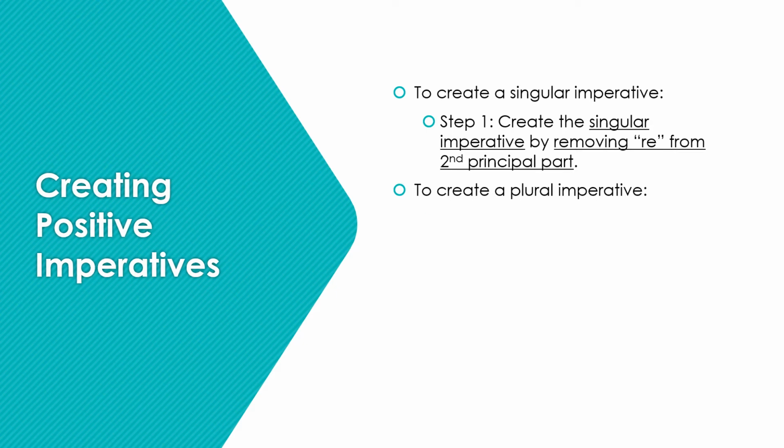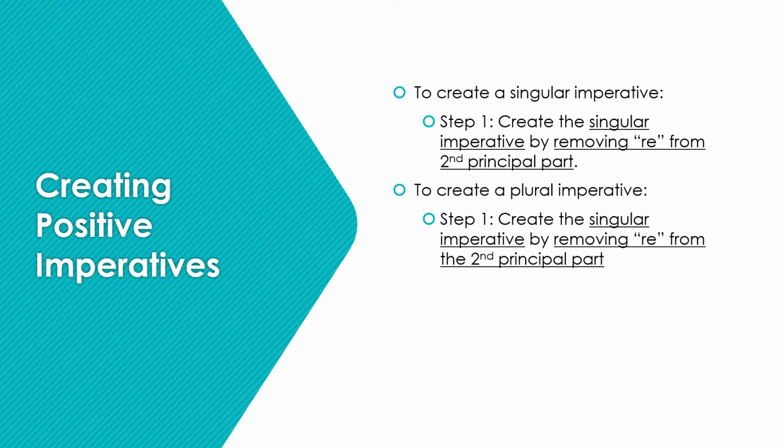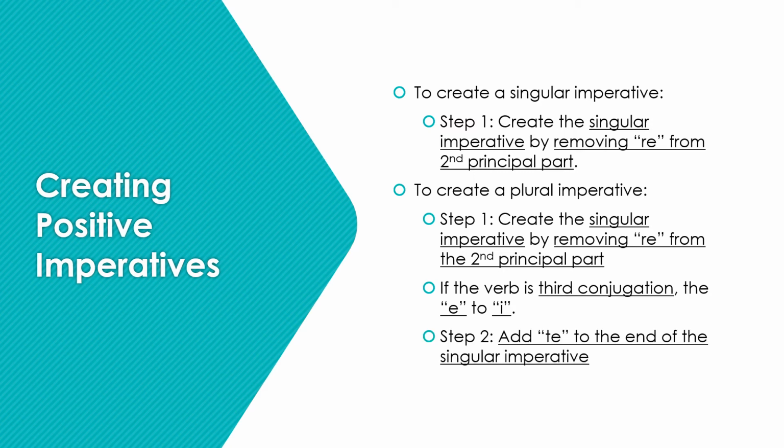To create a plural imperative, it is nearly as simple. We start with that same first step. That is, we start by creating the singular imperative. And we're going to do that by removing RE from the second principal part. Now, if we are working with a third conjugation verb, we're going to need to change the E that singular imperative ended with to an I. After we do that, our second step is to add the letters TE to the end of the singular imperative. And once we've added that TE, we will have created a plural positive imperative. And again, we'll look at some examples of this in just a moment.